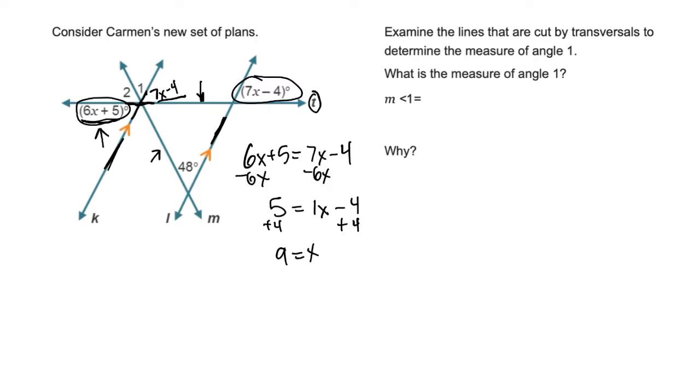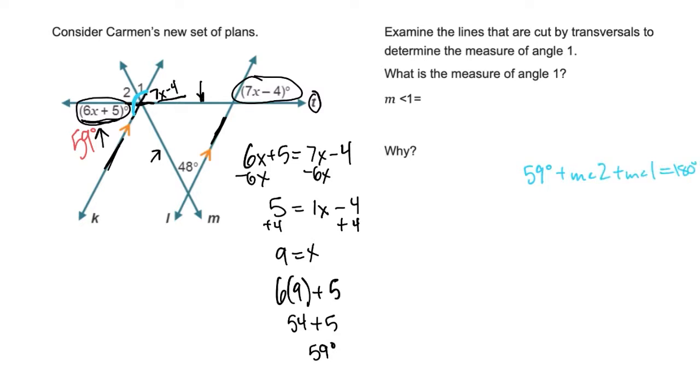So if I plug 9 back in to that, 6 times 9 is 54, plus 5 gives us 59 degrees. So I know that this angle right here is 59 degrees. I also see that we've got not a linear pair, but three angles that make up a straight line. So I know that the 59 degrees plus measure of angle 2 plus measure of angle 1 has to equal 180 degrees. So what else can we figure out?